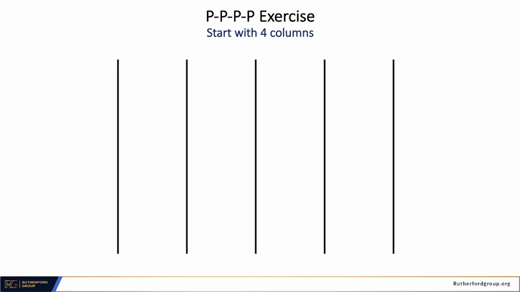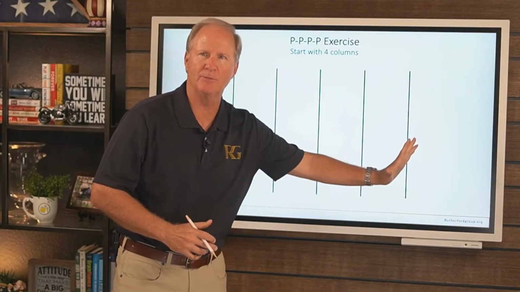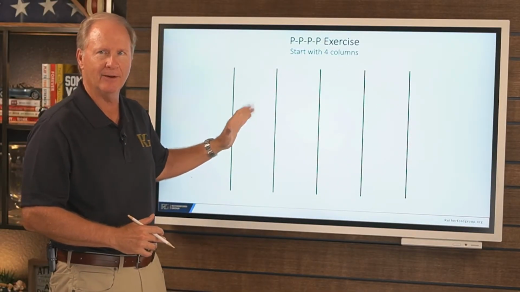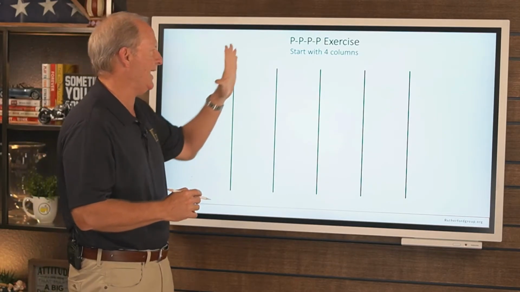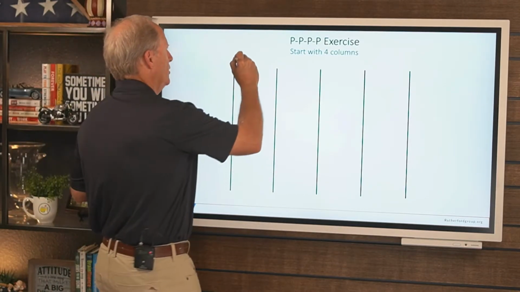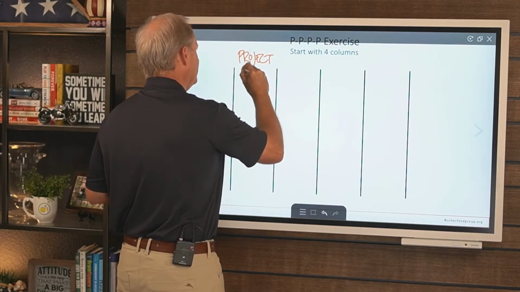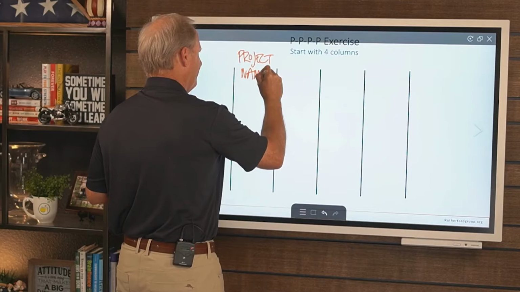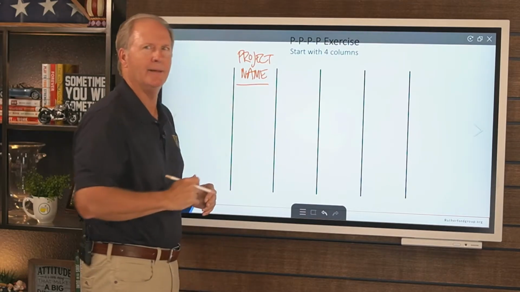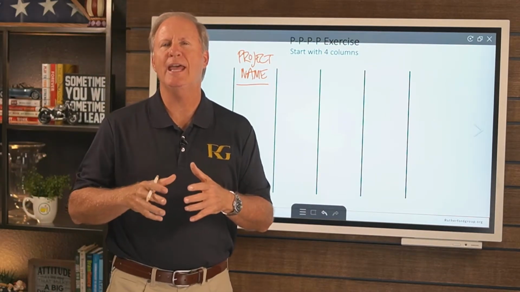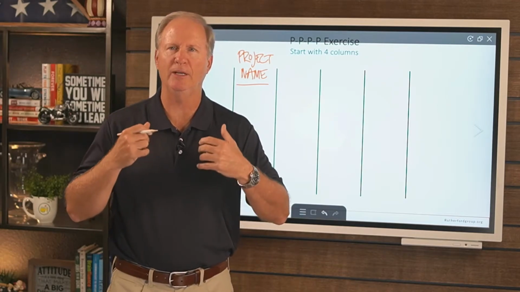So what you see here is I want you to start by creating 4 columns. You see the 4 columns here on a paper like I have here. Next, I want you to label this first column Project Name. And this is generally the name of the change initiative that we're going to be undertaking.